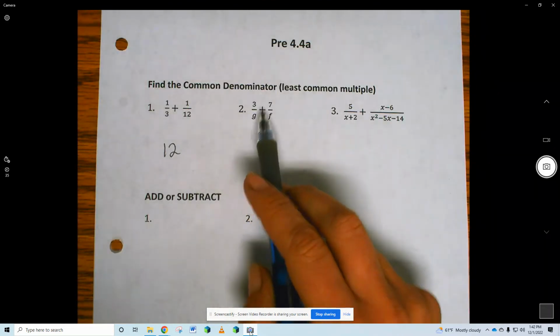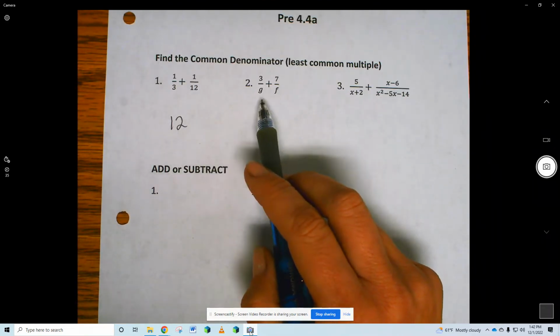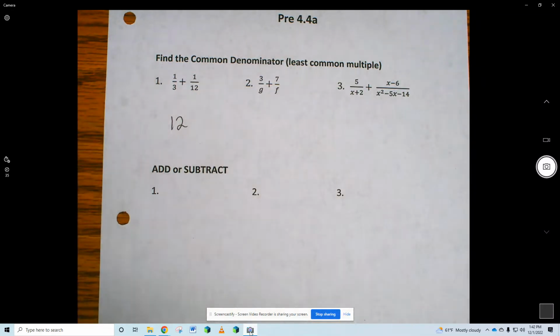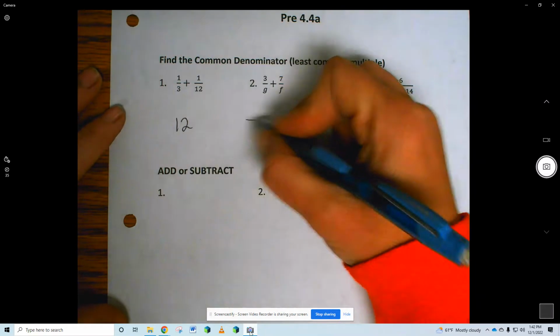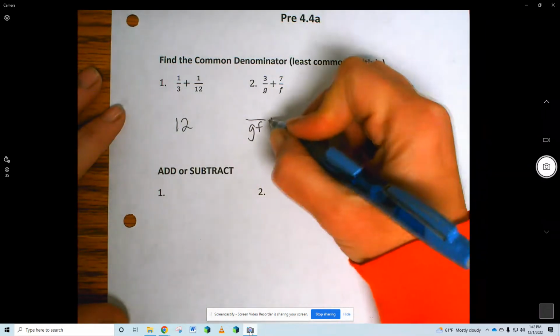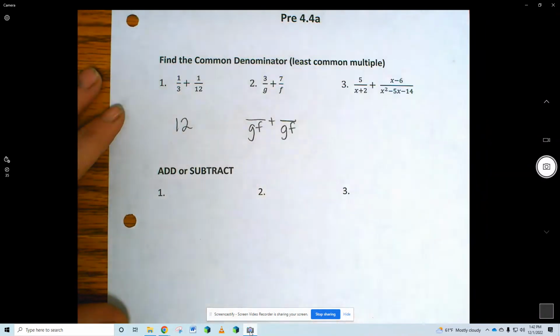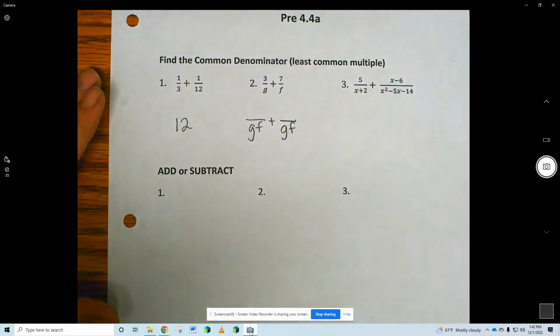Number 2, G and F are different things. What is the common denominator of those two things? GF. So if I were to make new fractions, it would be GF, GF. And that's my new denominator, right?